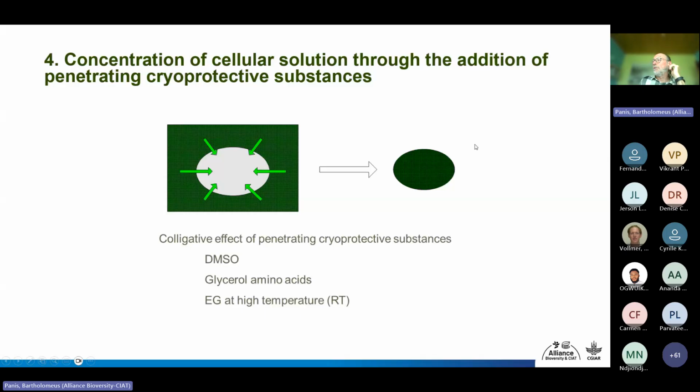Then you have the penetrating cryoprotective solutions, which are smaller molecules. A very well known molecule that is used often in cryopreservation is dimethyl sulfoxide, but you can also use glycerol, amino acids, ethylene glycol at higher temperature, and again, this leads to a concentrated cell.